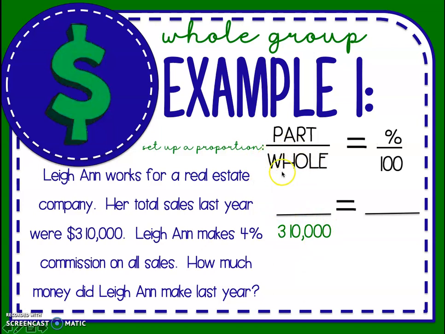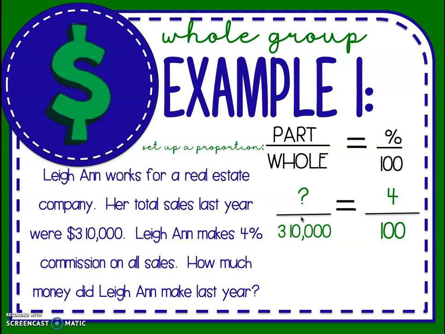So in the spot for the whole, I'm going to put 310,000. I know that this spot is always 100 because percent's always out of 100. And I know she makes 4%, so I'm going to put 4 in the percent spot. The amount of money she made is our question mark. That's what we don't know. That's what we're looking for. And now we have a proportion that we know exactly how to solve.